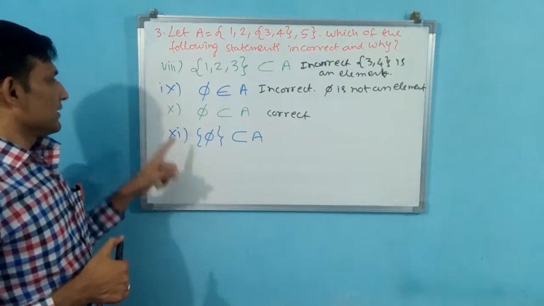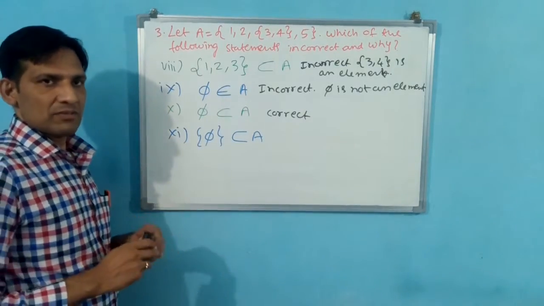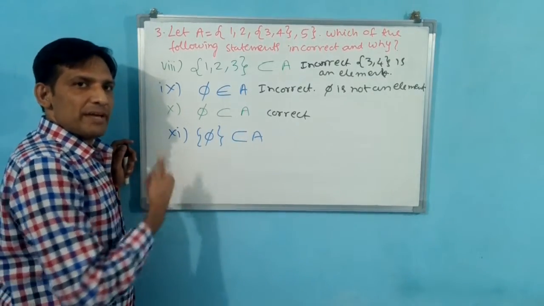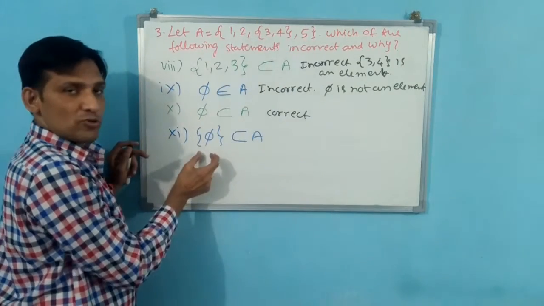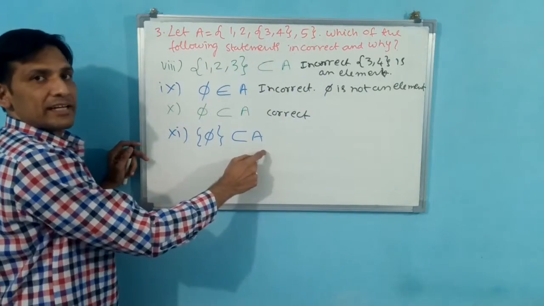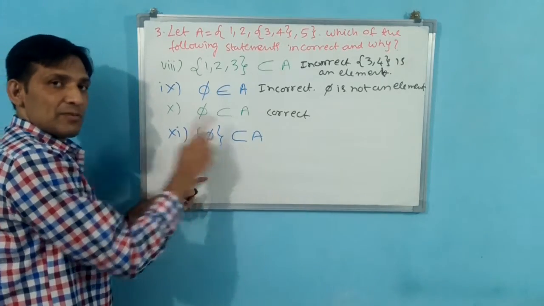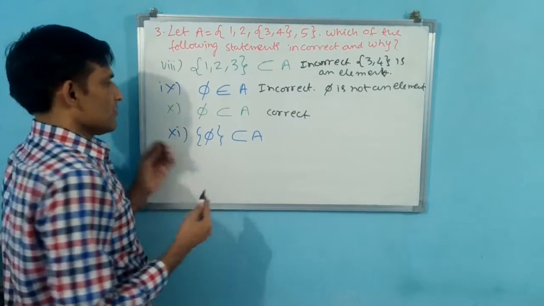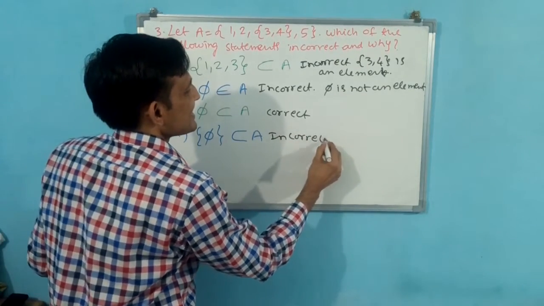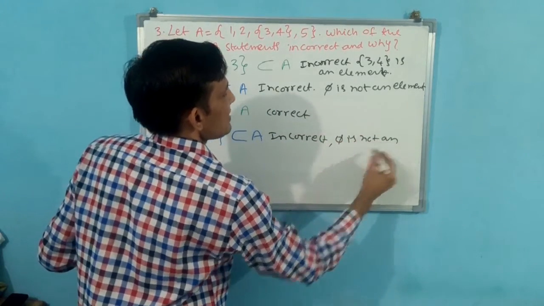Now you see the 11th one. {5} under braces is a subset of A. Wrong. Why? Because see, 5 is an element of A. How are you going to make 5 under braces a subset? Because if the element 5 is there inside, then it is going to become a subset. 5 is not an element. If it is an element, then this is correct. Making braces around an element turns it into a set and subset. Subset comes for sets only, not for elements. Now we can write incorrect. Then what do we have to write again here? Same: 5 is not an element.